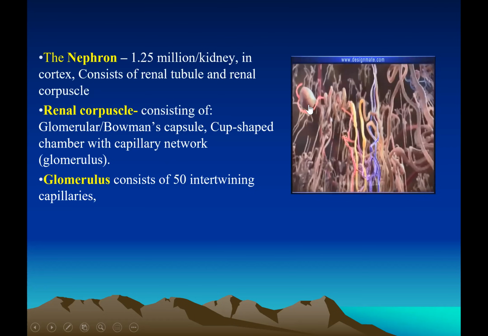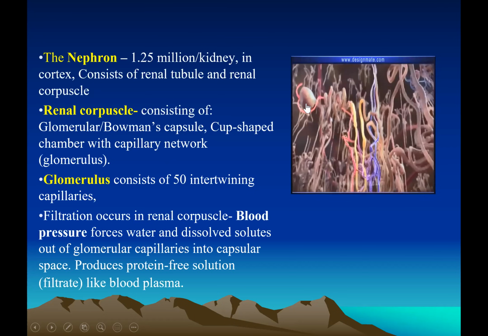Each glomerulus will have at least 50 capillaries in it, and the main function of the glomerulus is blood filtration. This filtration happens because of blood pressure. Blood actually squirts into these capillaries at high pressure and volume. So everything will leave from the blood into the capsular space here.